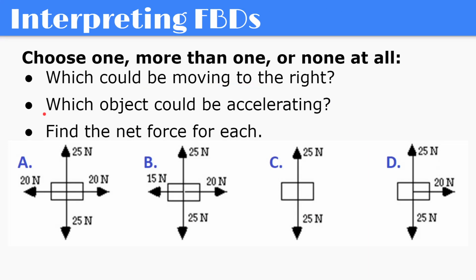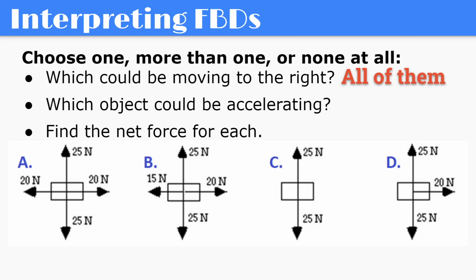All right, so a couple questions to get you to think about some free body diagrams. It says choose one, more than one, or none at all. Which of these objects could be moving to the right? They're lettered A, B, C, D. Which one or which ones could be moving to the right? All of them is the answer. But yeah, sure, B. But all of them could be moving to the right.